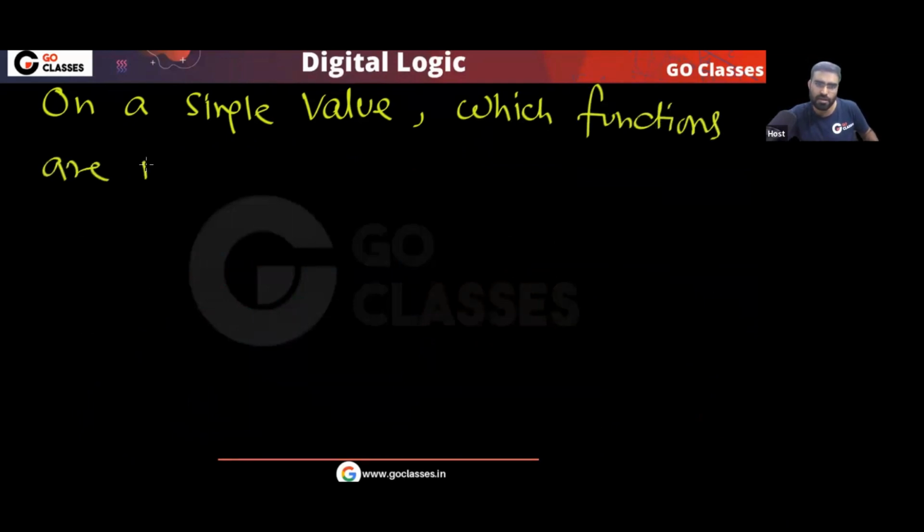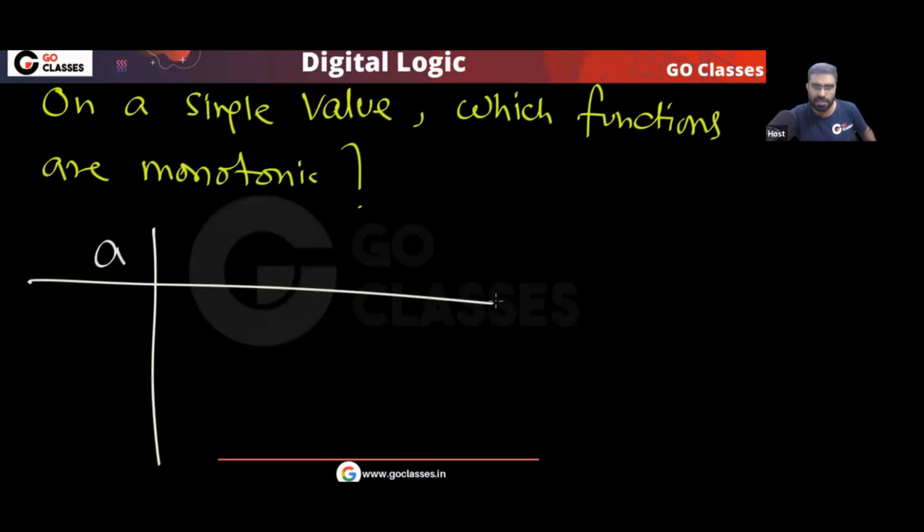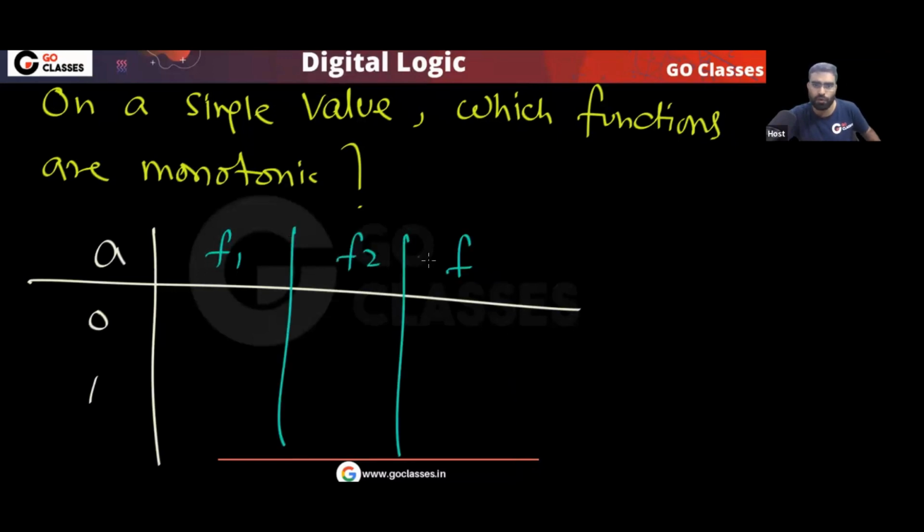Which functions are monotonic? If you have a single variable, the input is 0 or 1. First of all, how many functions can I create? In total, I can create 4 functions: F1, F2, F3, F4. Yes or no? So you can create a total of 4 functions.